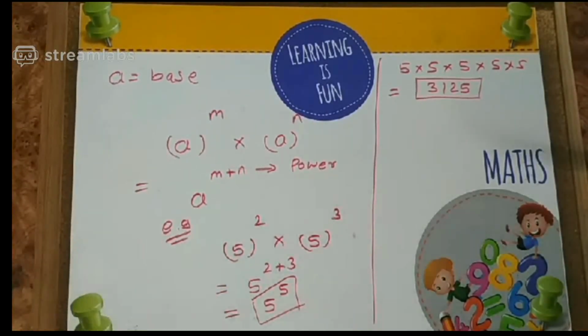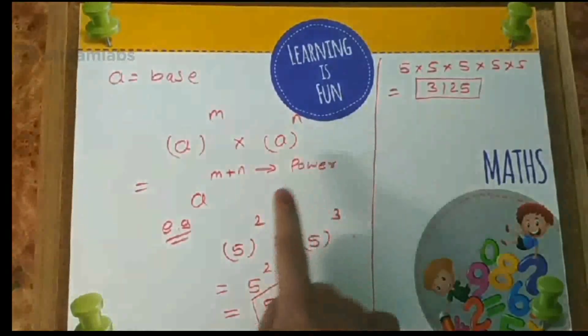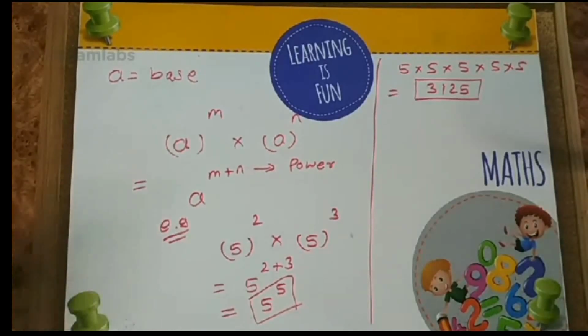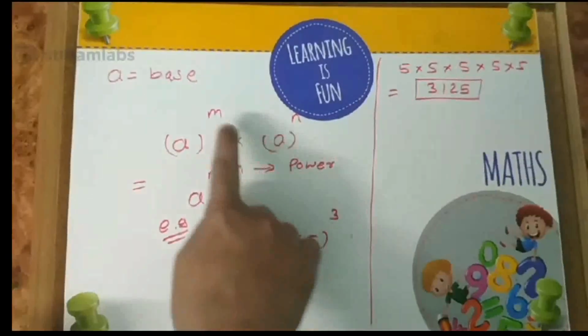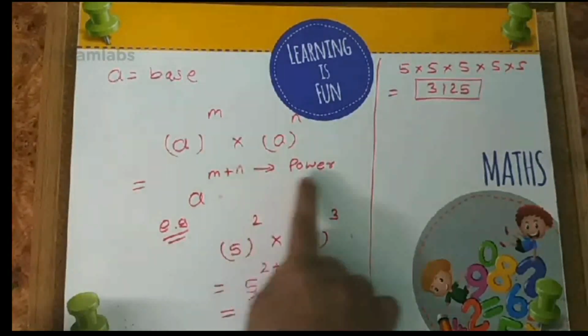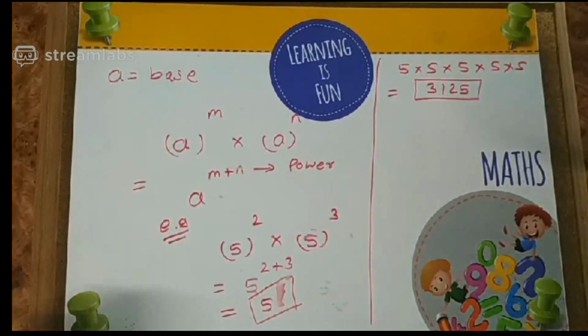So this was the first law of exponents: if the base is the same and the power is different, then the powers will get added. Dear friends, please note down the first law of exponents. If the base is the same, the power is different and we have a multiplication sign between them, then the powers will get added. If you have joined right now, you can repeat this video once the session ends.